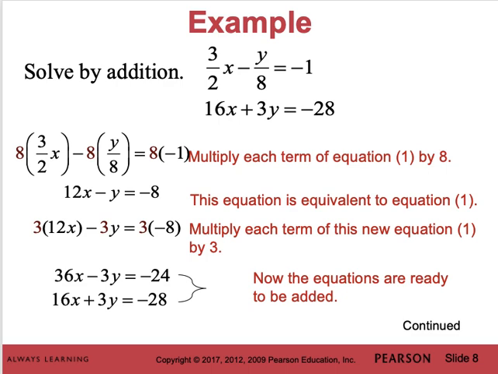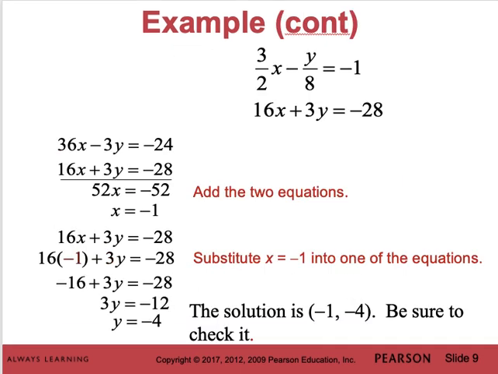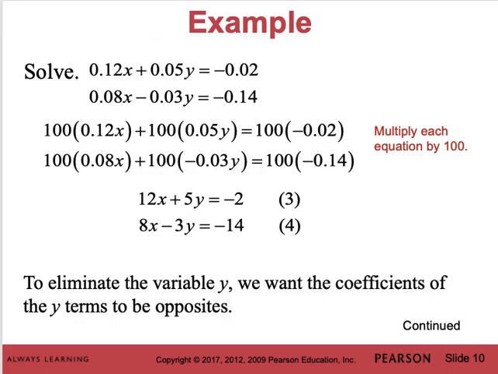Well, this equation is still not set yet because I want to get that y as a negative 3y. So I'm going to multiply again each term by 3. And if I do that, then I do end up with two equations that are ready to be added because we have a negative 3 and a positive 3, which would cancel out. Those 3's cancel out. We're left with 52x equals negative 52. Divide by 52. We solve for x, replace that into our second equation, and we get a solution of negative 4. We could check that to make sure that that works.